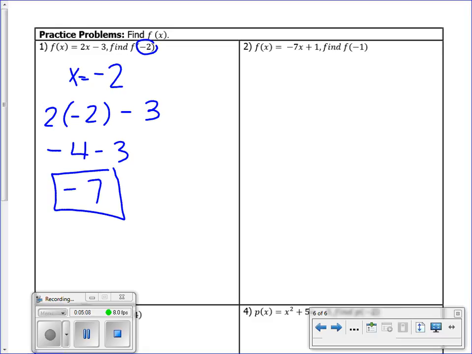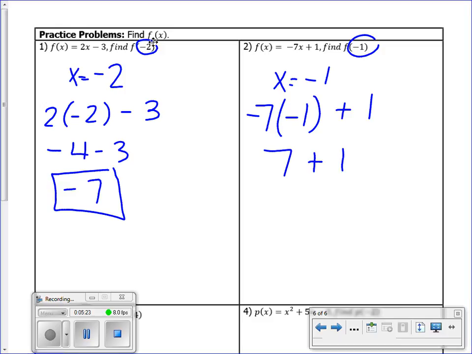Number 2, we circle our number inside the parentheses, so x equals negative 1. Now wherever we see an x, we insert the number negative 1. Negative 7 times negative 1 plus 1 gives us 7 plus 1. 7 plus 1 is 8.